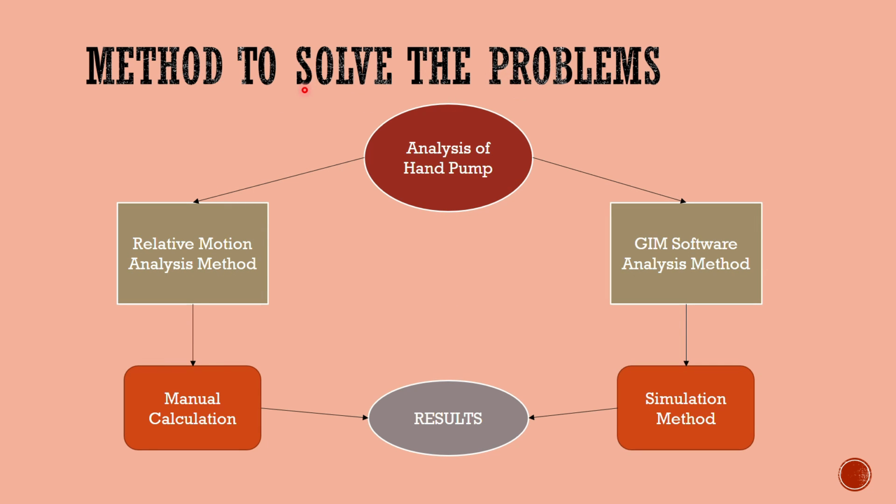Then we move to the method to solve the problems. The analysis of the hand pump can be divided into two sections, which are the relative motion analysis method and the GIM software analysis method. Under the relative motion analysis method, we can use manual calculation to get the result. In addition, for the GIM software analysis method, we can use the simulation method to get the results, including the graph for all the parameters in the analysis.